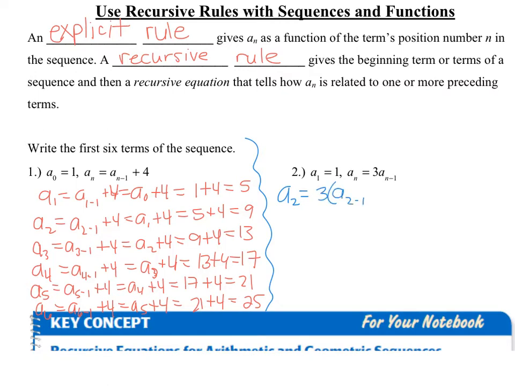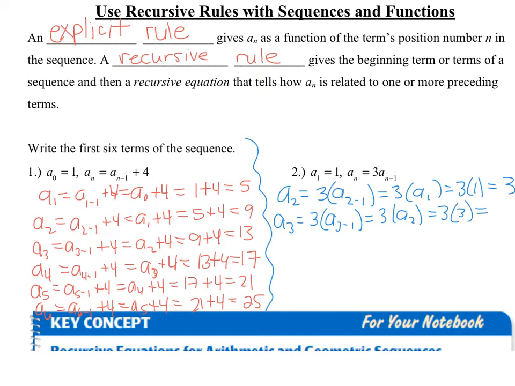So if we want a sub 2, that means 3 times a sub 1. And a sub 1 was 1, so 3 times 1 gives us 3. If we want a sub 3, it's 3 times a sub 3 minus 1, which would be a sub 2. So 3 times the second term gives us 9.